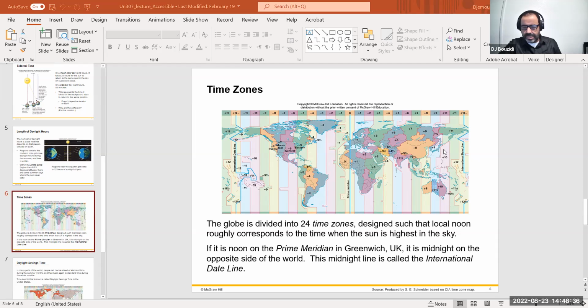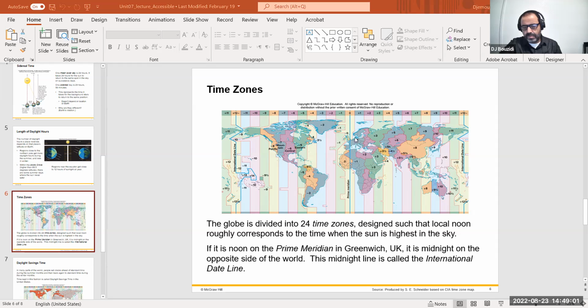Again, anything on this side is a positive, so it's ahead of the prime meridian. Anything on this side is negative, or it's behind the prime meridian. In other words, noon will happen in here, and later on it's going to start happening in the rest of this side of the planet. Noon has already happened in here before the prime meridian by this amount, okay?